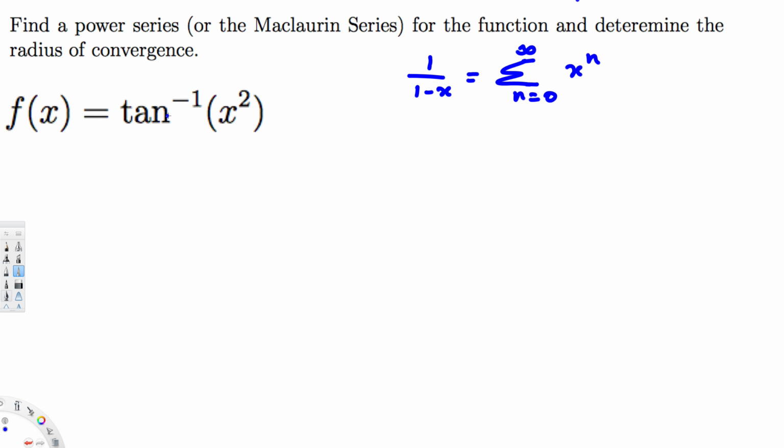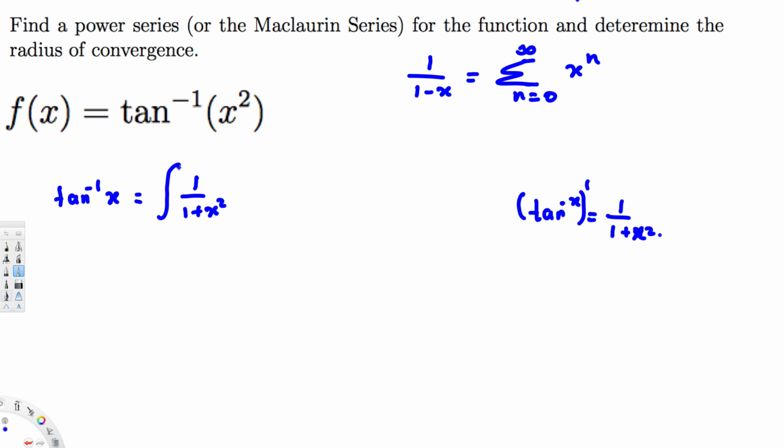If you think about tan inverse x, if you take the derivative of tan inverse x, you will get 1 over 1 plus x square, right? So we can use this information. This is the derivative, let's say tan x prime. If you take the derivative of this one, you will get this one. But if we want to express this in terms of this, we have to show that tan inverse x is the integration of 1 over 1 plus x square, because if you integrate this, you will get this one back, right? So this is same as this one.